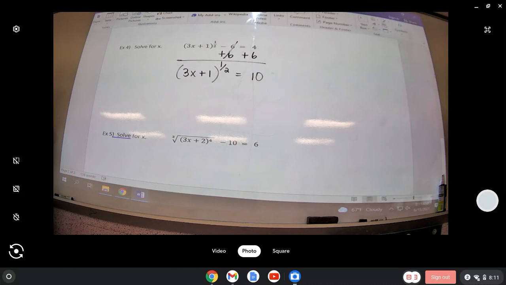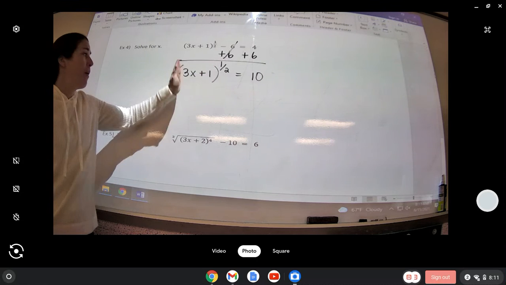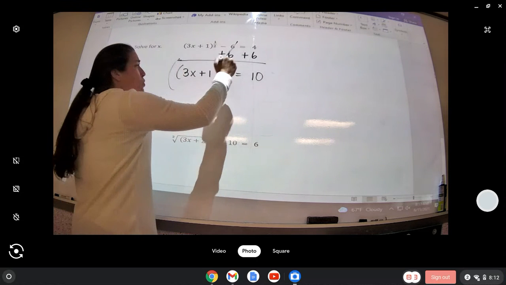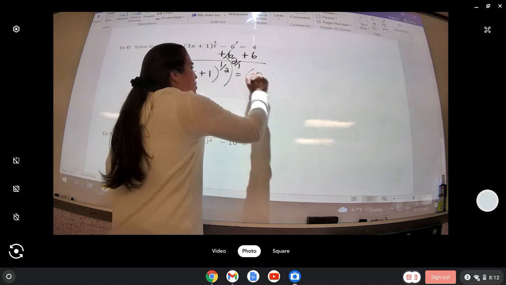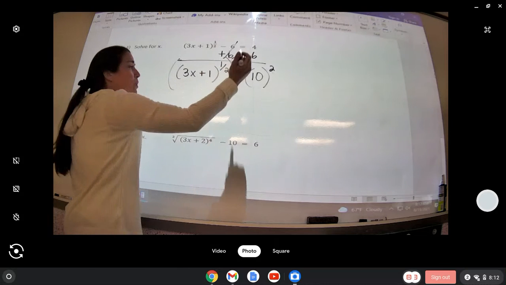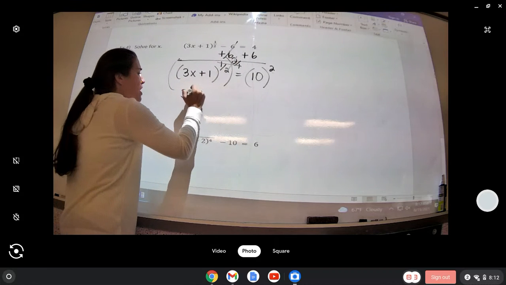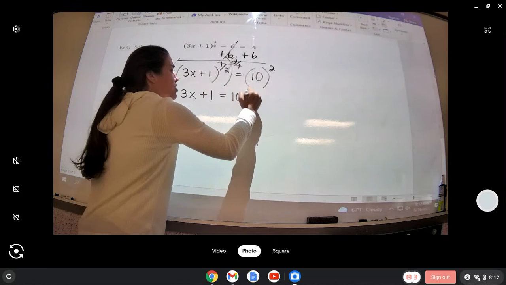First thing I did was add that 6 away, and that's all it took to get that exponent on by itself. So now I can just raise it to the reciprocal power. I'm going to raise both sides to a reciprocal power of 2 over 1, which is really just 2. That'll make it 2 over 2, which is 1 over 1, which is 1. They cancel. So now I'm left with 3x plus 1 equals 10 squared, which is 100.